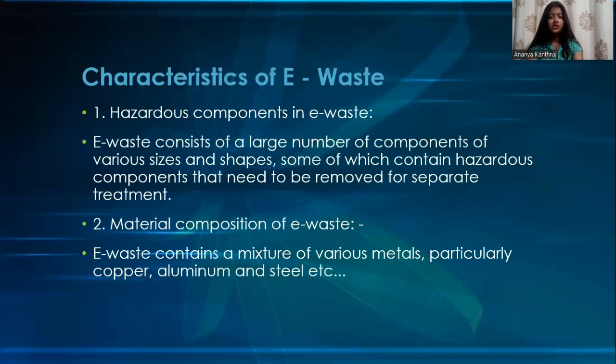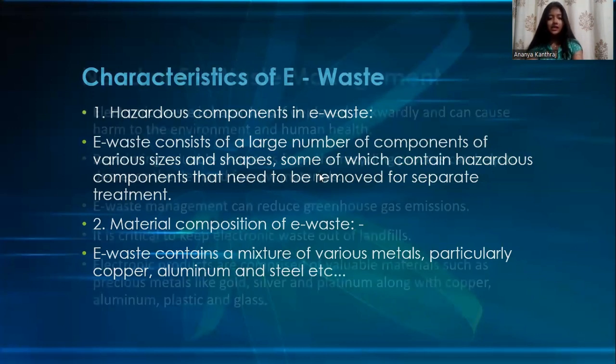So let us look at the characteristics of e-waste. First is hazardous components in e-waste, and the second is material composition of e-waste. E-waste consists of a large number of components of various sizes and shapes, some of which contain hazardous components that need to be removed for separate treatment. The material composition of e-waste contains a mixture of various metals, particularly copper, aluminum, and steel, etc.